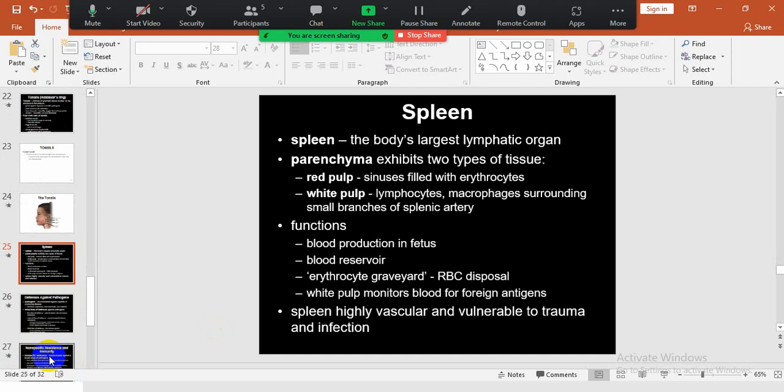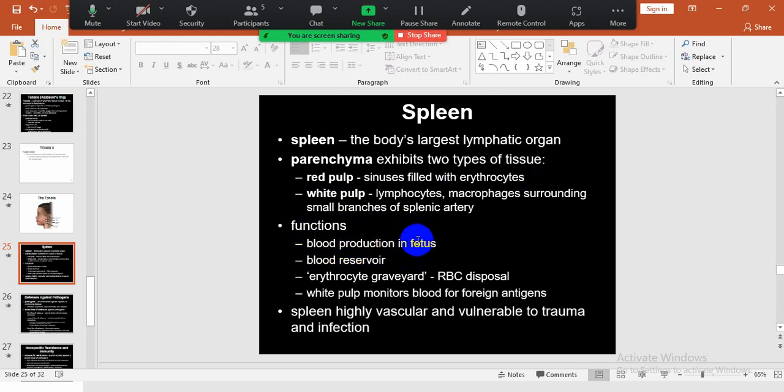Okay, so the spleen is the body's largest lymphatic organ. The parenchyma exhibits two types of tissue. We have the red pulp and the white pulp. I explained this one earlier on. The spleen functions by producing blood in the fetus.